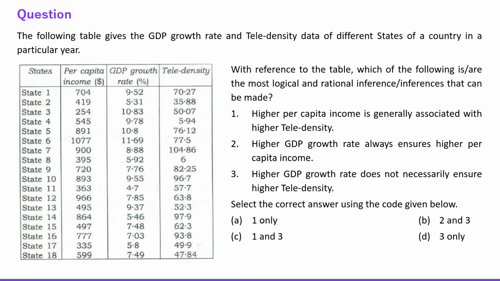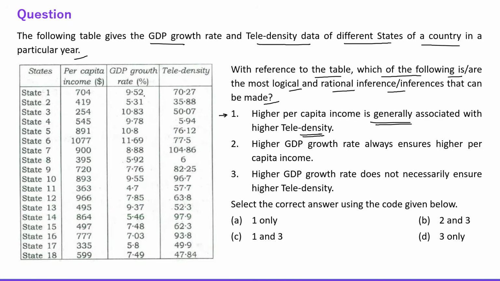Next question is again a huge DI, data interpretation. A huge table is given in front of you. The following table gives the GDP growth rate and tele-density data of different states of a country in a particular year. Question is, with reference to the table, which of the following are the most logical and rational inferences that can be made? The first inference, higher per capita income is generally associated with the higher tele-density.